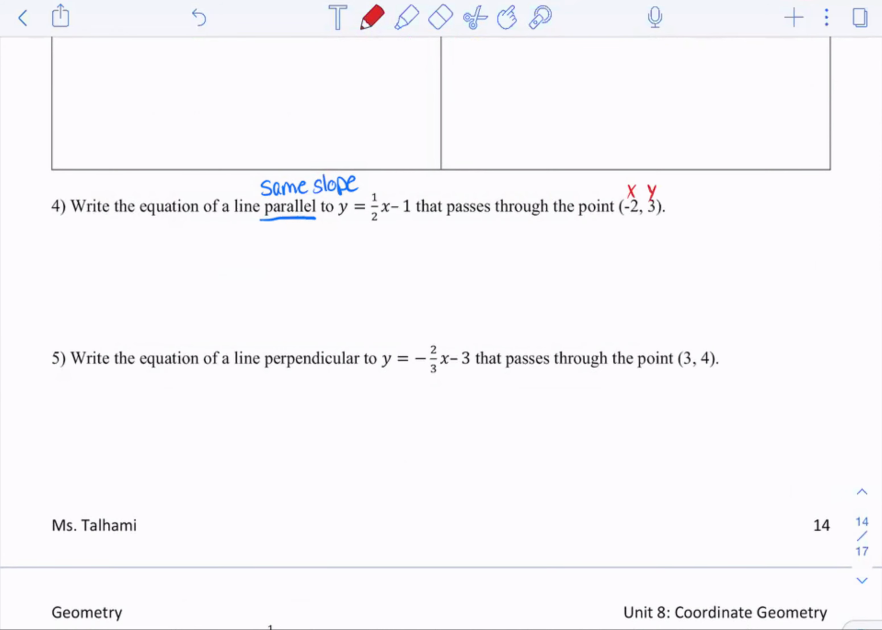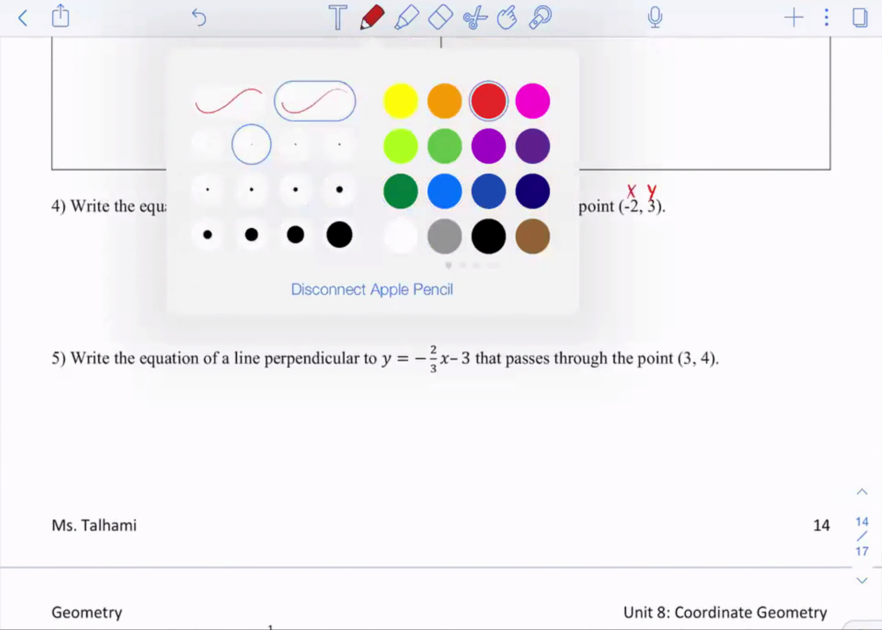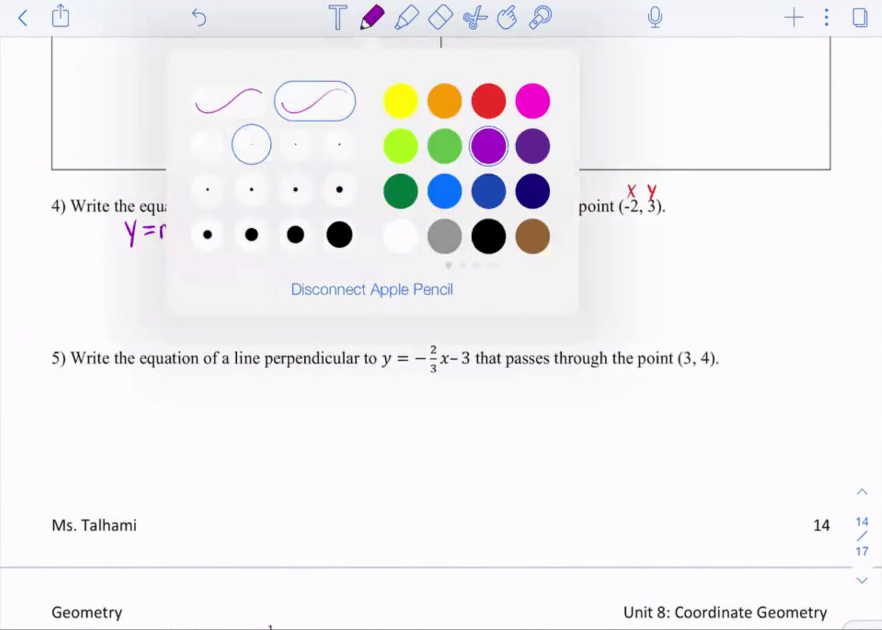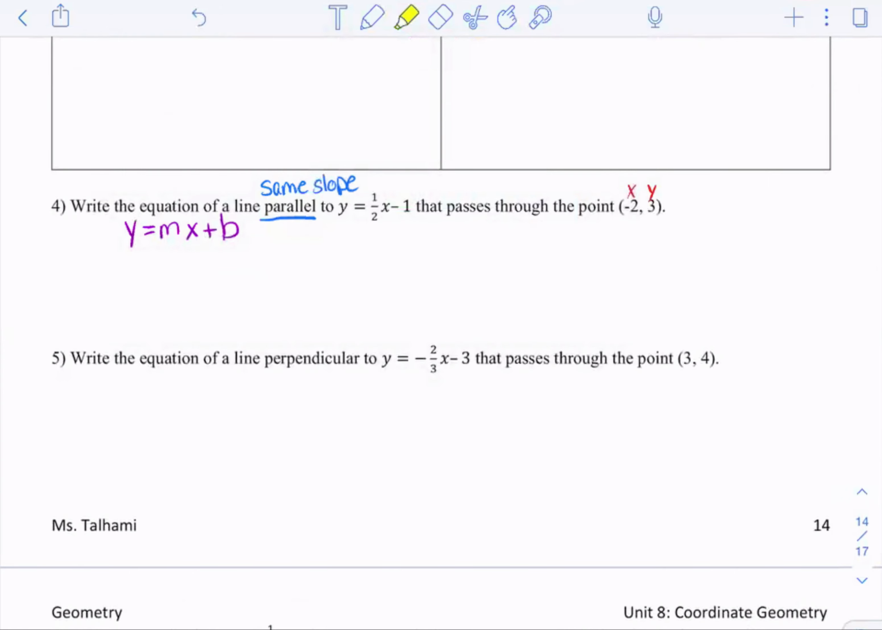Okay, so write the equation of a line. So let's start. Y equals mx plus b. I know it needs to be parallel, so I could put in that same slope. Look at that equation. You will see the slope is in front of the x, 1 over 2. So we can replace that into our equation for the slope.